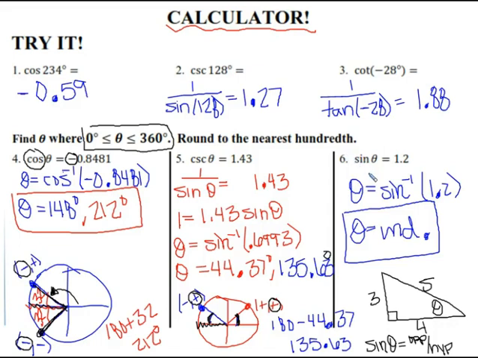Now, hopefully we noticed that something was strange going on with number 6. If you were to solve for your theta, use the inverse sine of 1.2, you probably got an undefined or not possible message. Okay, that's okay. Not all of these inverse trig functions are going to have an answer or a degree measure. And this is what's actually going on.